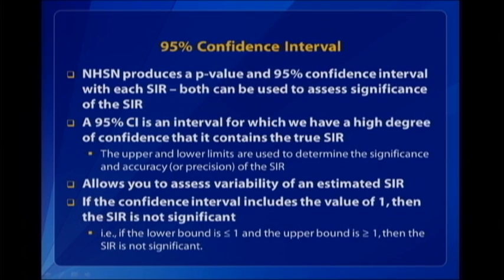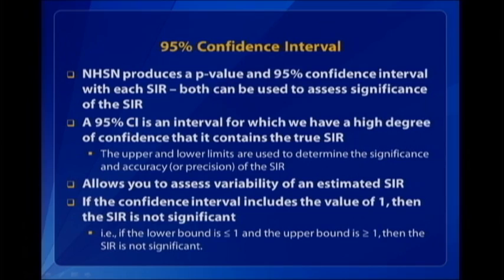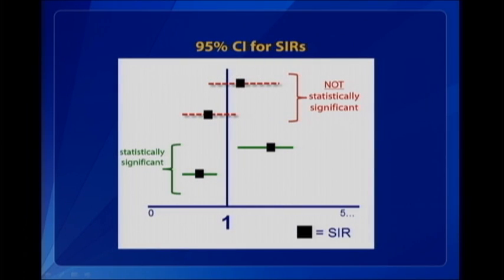So if the confidence interval includes the value of 1, then the SIR is not significant. There's many ways to say this, so I'm going to frame this in a couple of different ways. If the lower bound of a confidence interval, so you have 2 numbers, right? You have a lower bound and you have an upper bound. If the lower bound is less than or equal to 1, and the upper bound is greater than or equal to 1, then the SIR is not significant. So what I've done here is I've drawn it out for you to see. Pretend that each of these lines is connecting a lower bound of the confidence interval to the upper bound of the confidence interval. The black boxes represent the SIR.